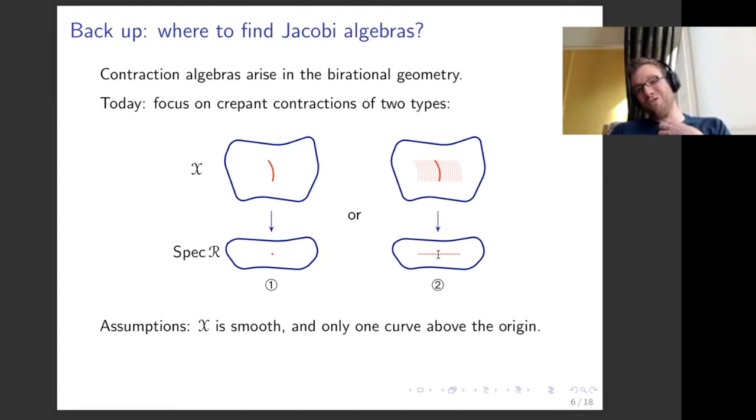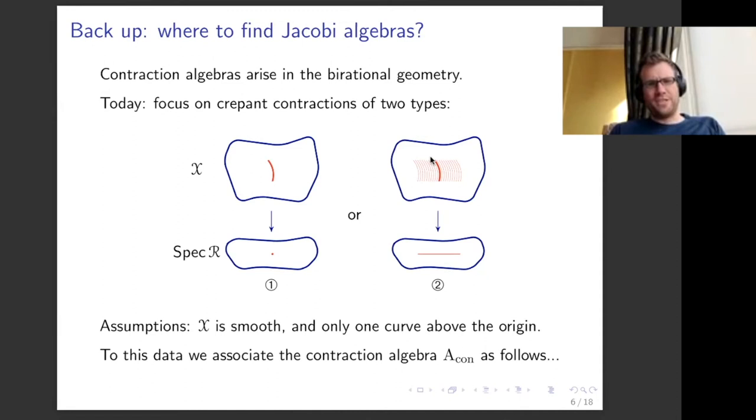And of course, you could try this game for more curves and for other things, that's fine. It just means you have to do other quivers. The talk becomes more technical. But ultimately, X being smooth is important, and for today, I'm going to talk about one curve above the origin. So that's my two geometry settings.